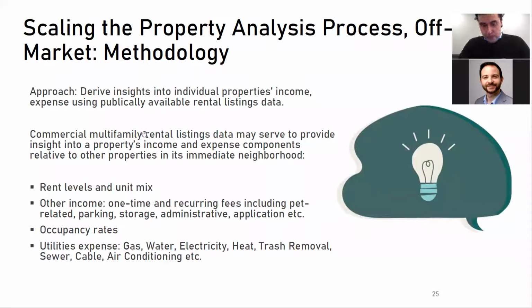Based on the rental listings data, one can collect some of the following pieces of information: what the rent levels are, and the unit mix, approximated based on what units are coming out as listings, whether they're 1 bedrooms, 2 bedrooms, etc. One may also be able to see other income information, such as what fees they're charging, if they're one-time or recurring fees, like pet fees, administrative fees, application fees, etc.